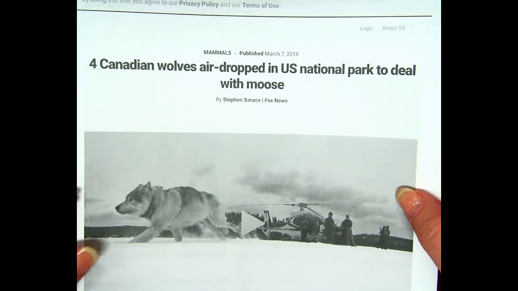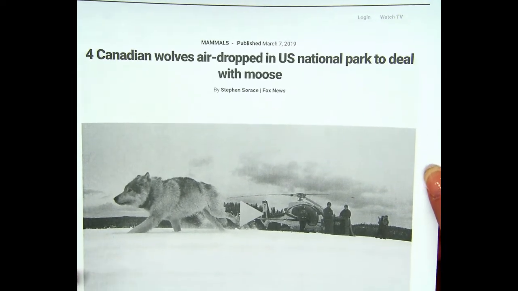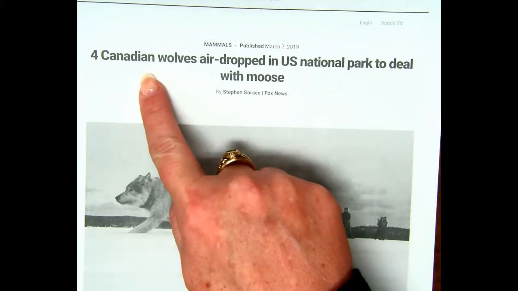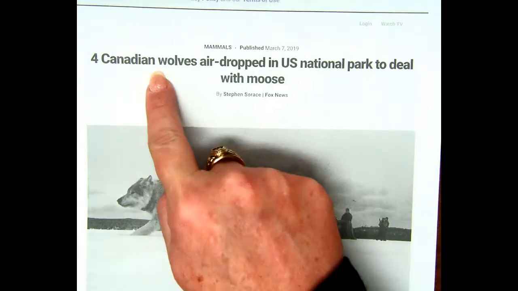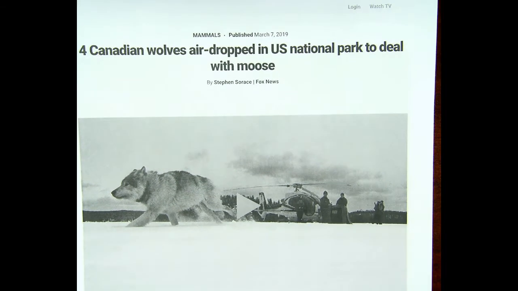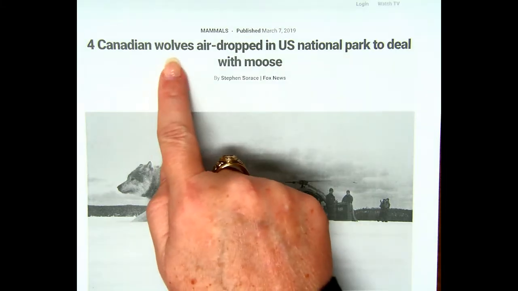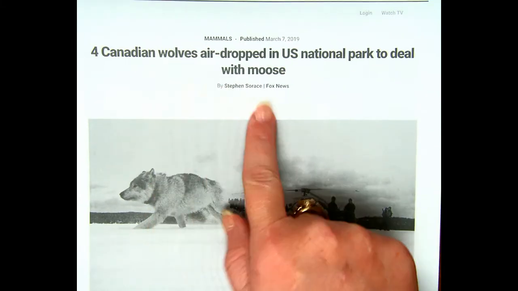Okay? 4 Canadian wolves are airdropped into a U.S. national park to deal with moose. The moose were dying off slower than the wolves were, and the moose population was exploding. There were too many of them even to move around, they were running out of food, and they were dying from starvation, because the natural predators were dying off faster than they were.